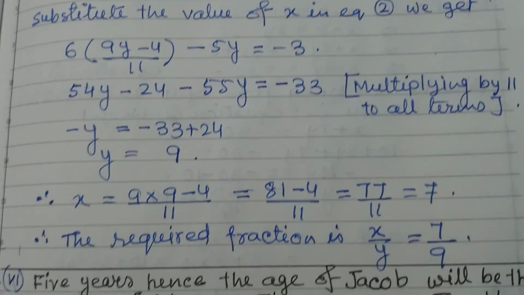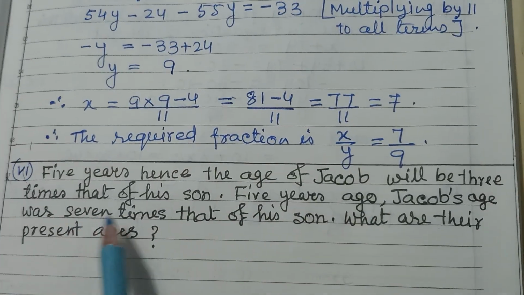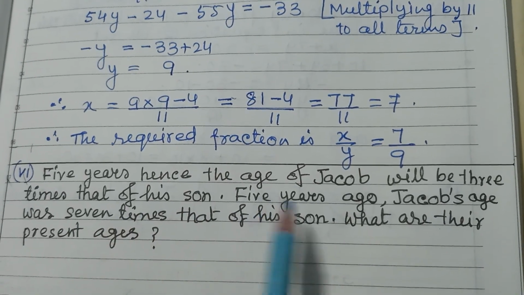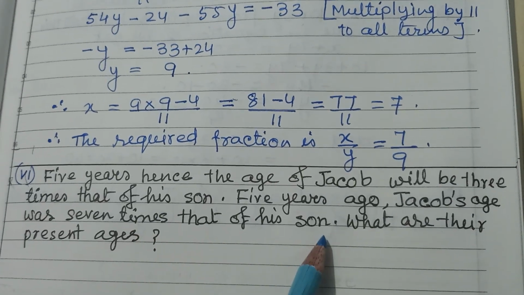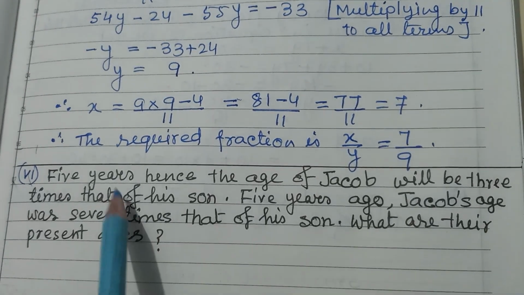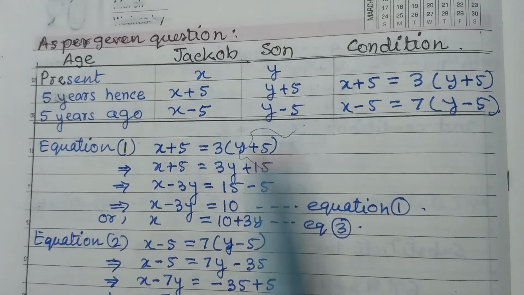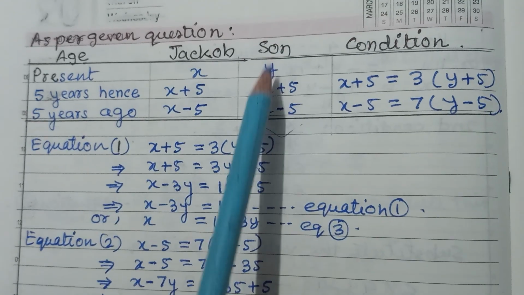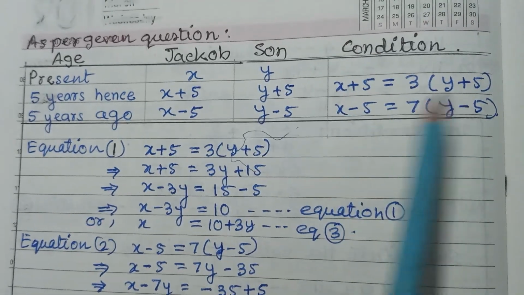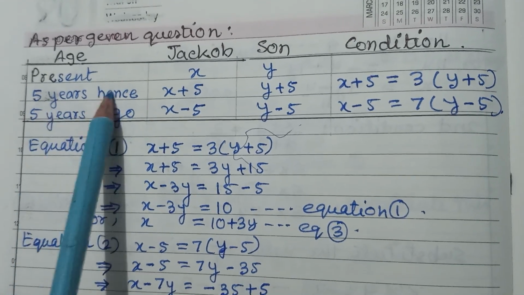Next, 5 years hence, the age of Jacob will be 3 times that of his son. 5 years ago, Jacob's age was 7 times that of his son. What are their present ages? This type of question you have already done in the previous exercise. Same, first you have to make a chart, that is Jacob's age and his son's age, and what is the condition as given. Now present age, 5 years ago and 5 years hence.